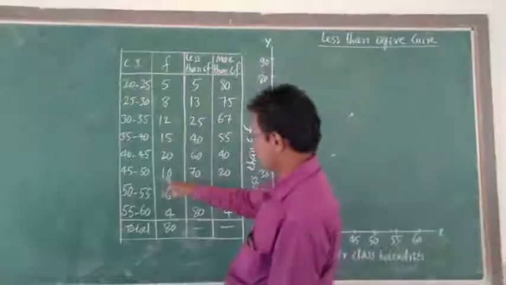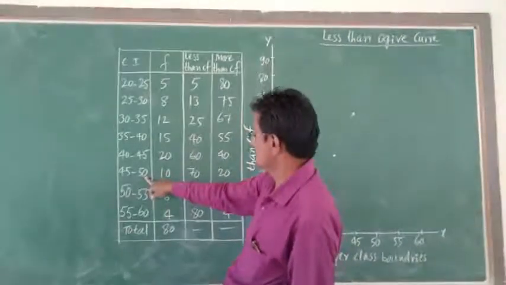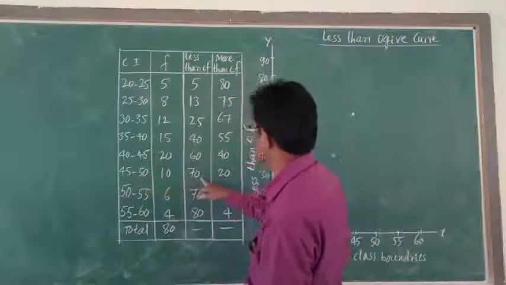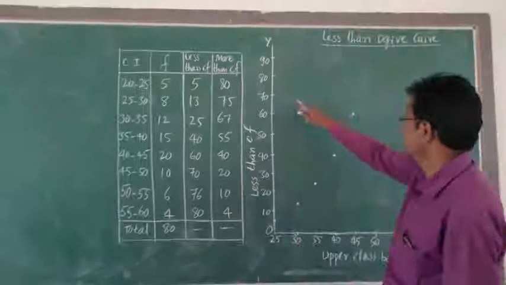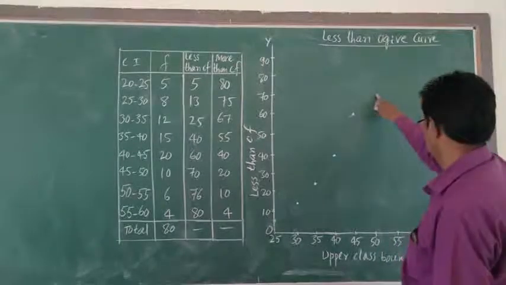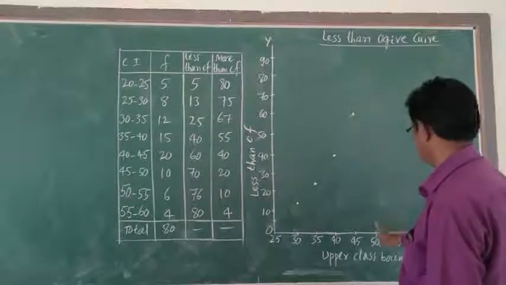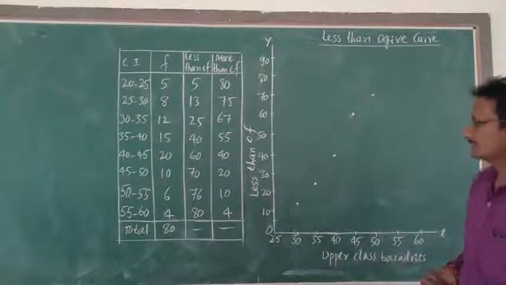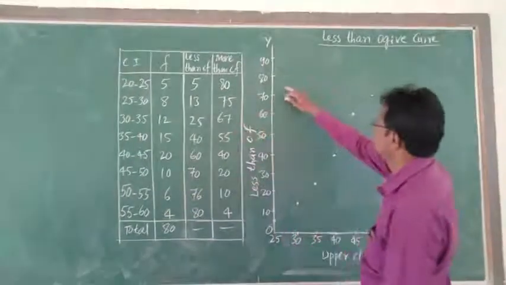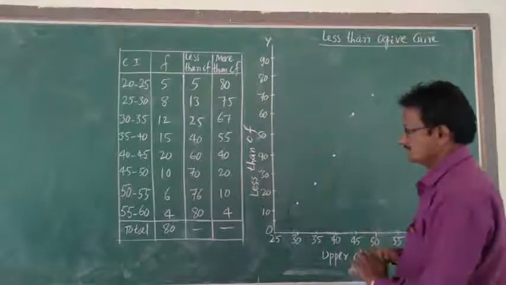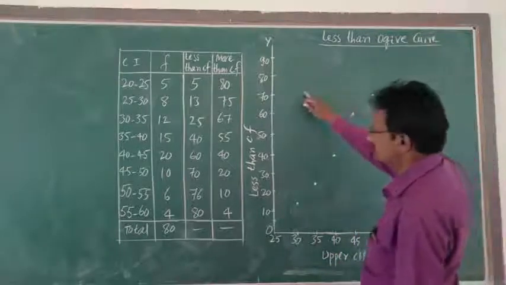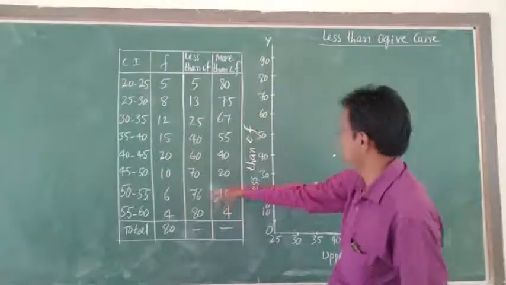Next is 70. Less than class boundary is 50 and less than CF is 70. So corresponding to 50 and 70, we have to mark the point. And next, less than CF is 76 for 55. So for 55, it is 76.